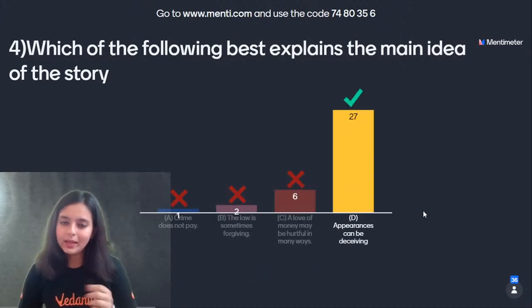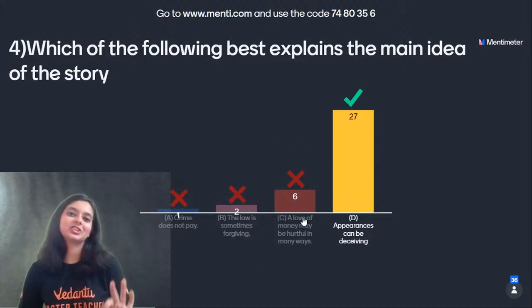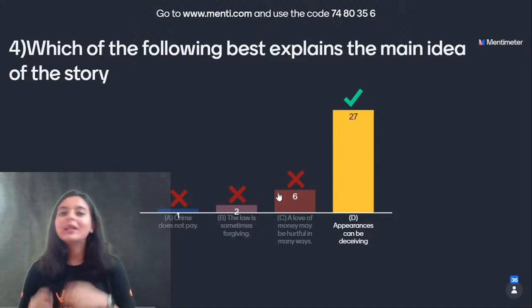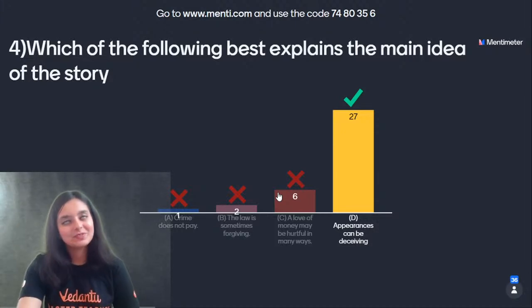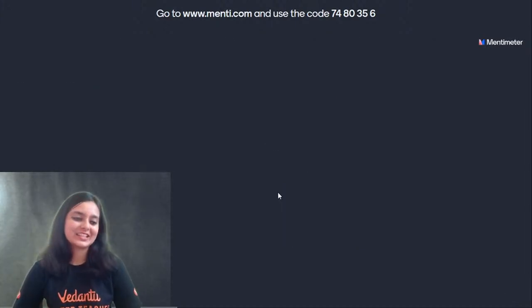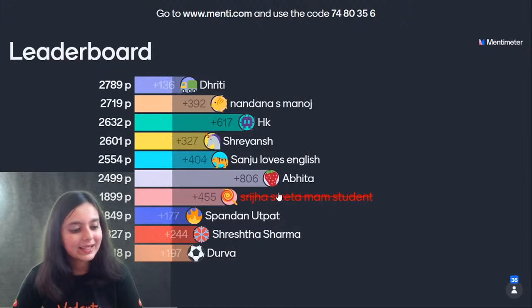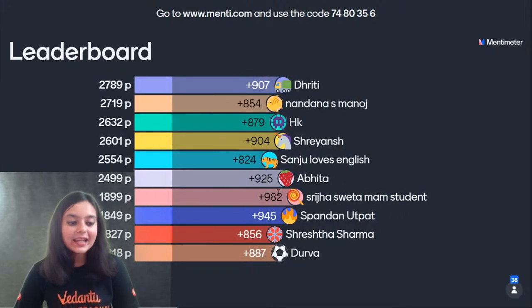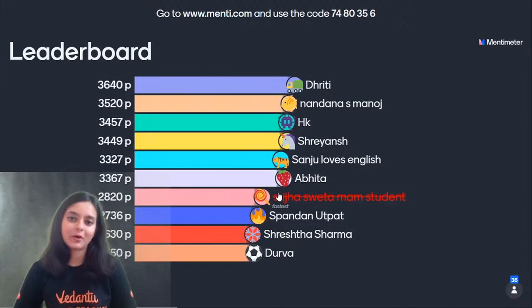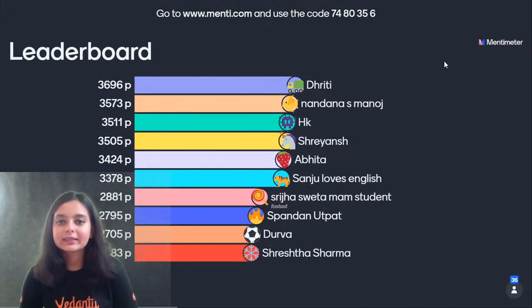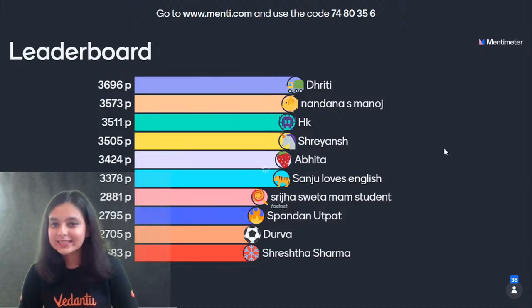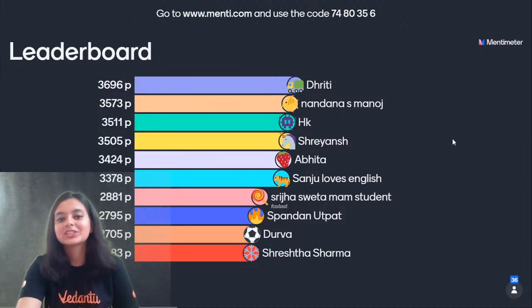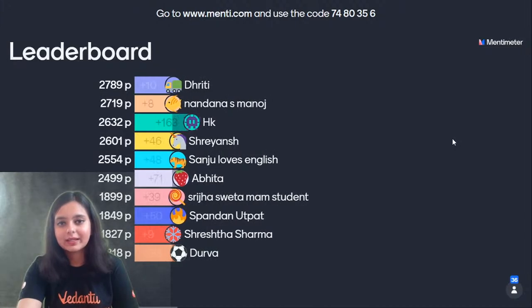Good. Why were these people not paying attention? Those of you who got it incorrect were only shouting menti, menti, menti. That's why I tell you to pay attention in class, and you will be able to solve menti as well. Misclick, no problem, Bhargavi. Learning from your mistake is the most important thing. Very good, Dhriti, Nandana, HK, Shreyan, Shabita, Sanju, Shrija being the fastest, Spandan, Durva, and Shrestha.